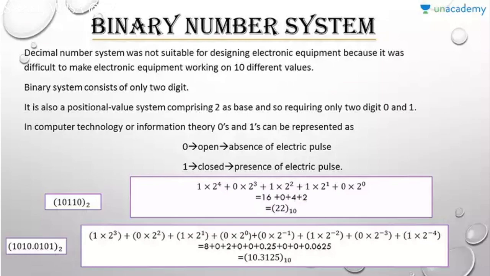So, let's say these numbers. That is actually 22, right? So, 1 times 2 raised to 4 plus 0 times 2 cubed plus 1 times 2 squared plus 1 times 2 plus 0 times 2 raised to 0. If you add them, that's actually 16 plus 0 plus 4 plus 2. It is actually 22 under base 10. So 22 in base 10, but under the binary system, it's 10110. Okay?